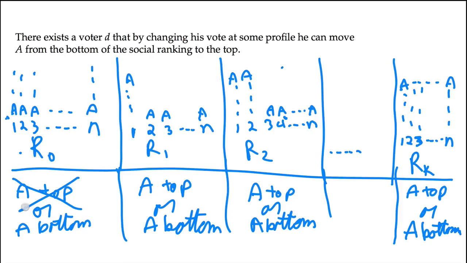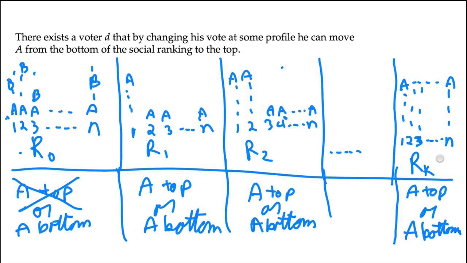Why is that? Well, there's some other alternative, say B. The voters rank B in various locations, so some people rank B at the top, some people rank B close to the bottom. But we know that everybody ranks B strictly ahead of A. By unanimity, society has to rank B strictly ahead of A. That means A cannot be ranked uniquely at the top.